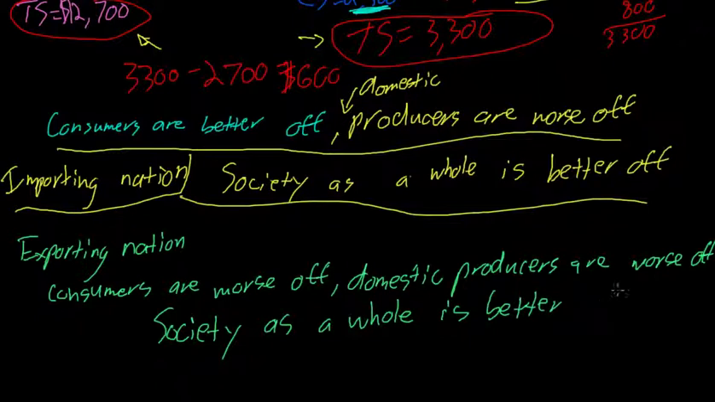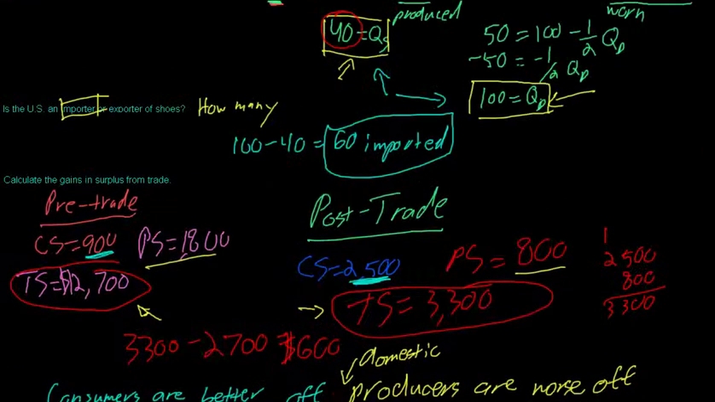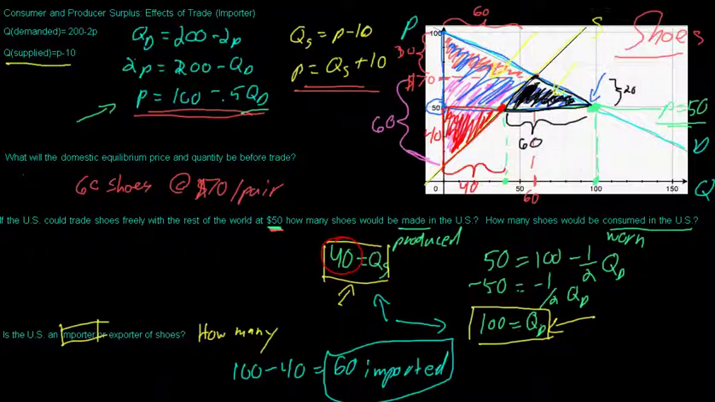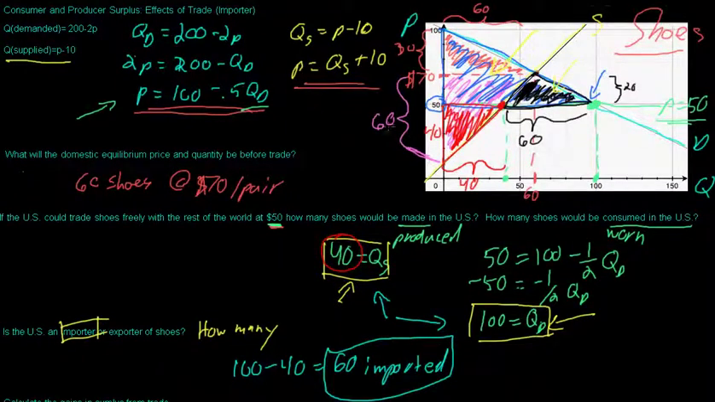So that should just about cover it for importing, exporting, and gains in surplus from trade, how to calculate them, and kind of the winners and losers from trade in different examples. So I hope that was clear. If it's not, let me know, and I will see you in the next video.